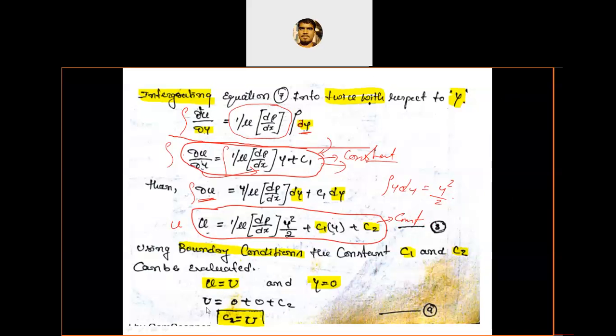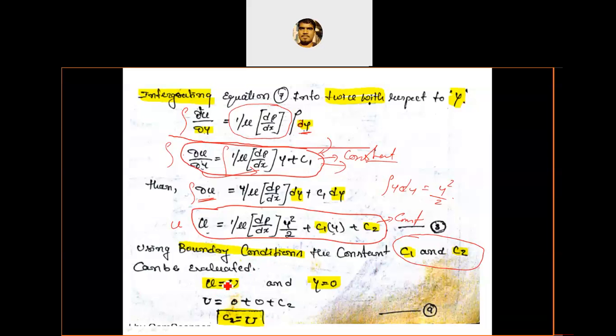So it is called an integration constant. And we have to find the values of c1 and c2 by using boundary conditions or limits. Once we get the values of c1 and c2 and substitute them in the above equation, we get the final velocity equation for the Reynolds equation in 2 dimensions. Okay.